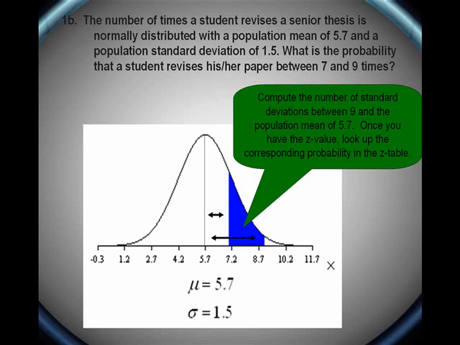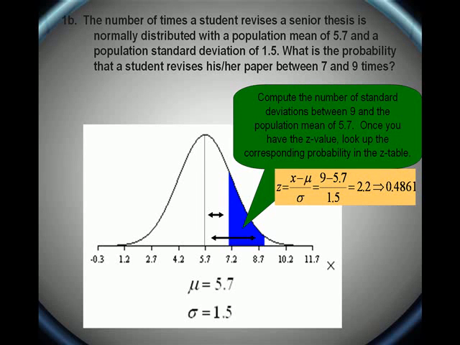So for area A here, we're going to compute between 9 and 5.7 and then find the corresponding probability. So 9 minus 5.7 divided by 1.5 is 2.2, and that's going to give you 0.4861. Just a minor note here, 5 or 6 people that took this test actually looked up the value for 2.02. We're just in that first column there, 2.20. You should get 0.4861.